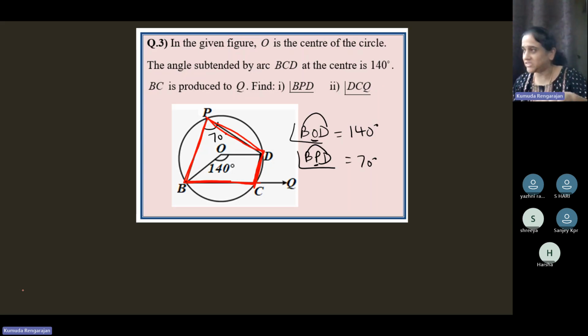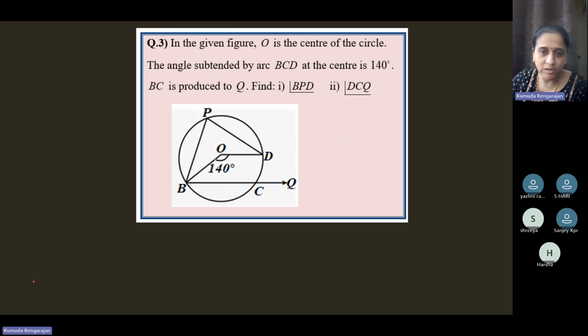Now this side BC is produced. So this exterior angle DCQ is formed. And the exterior angle is equal to its interior opposite angle, not this 140. This one. So it's 70. Yes or no? Yes, correct, ma'am.